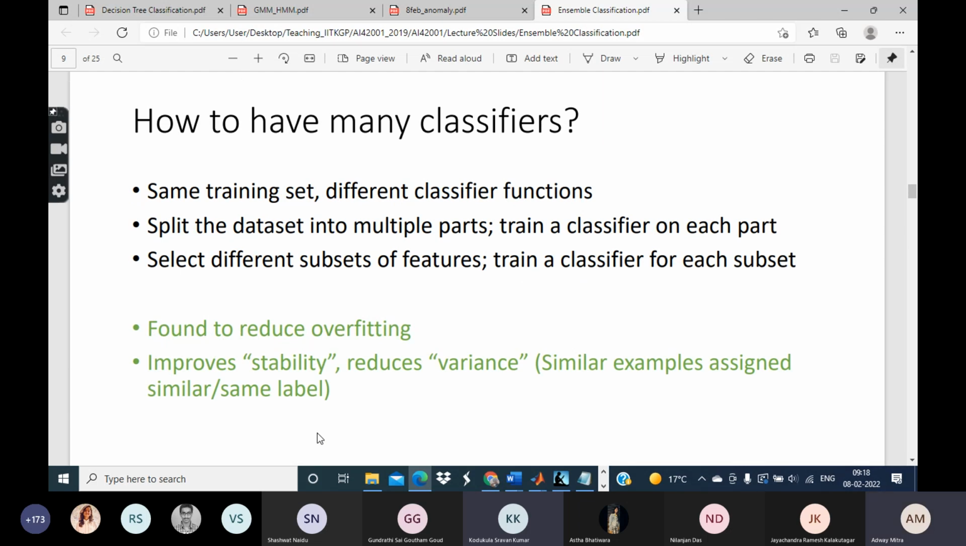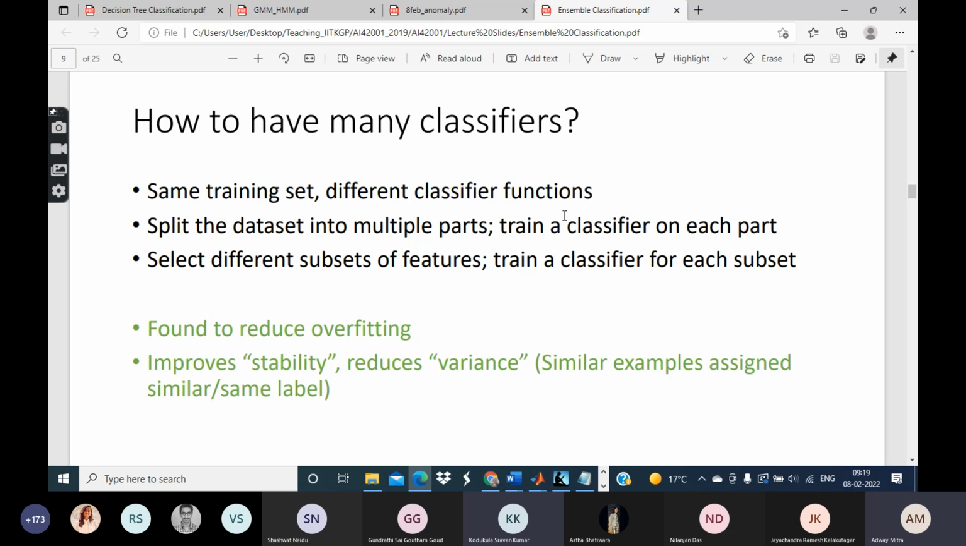Now the question might arise: where will all these classifiers come from? They may come in different ways. One is, as I was trying to say earlier, you have the same training sets, but you use different classifier functions. That is, you have three k nearest neighbor classifiers, one for k equal to 1, another for k equal to 3, another for k equal to 6. Then you have a neural network, and another neural network maybe with a CNN kind of layer. That is, your first neural network has only fully connected layers.